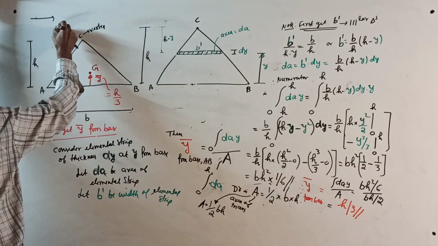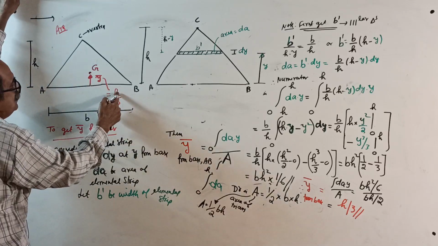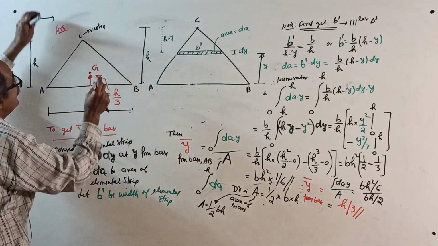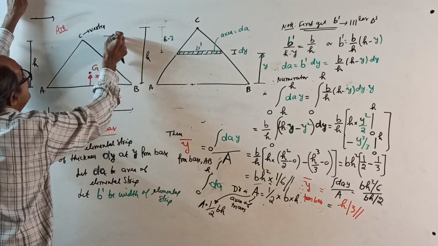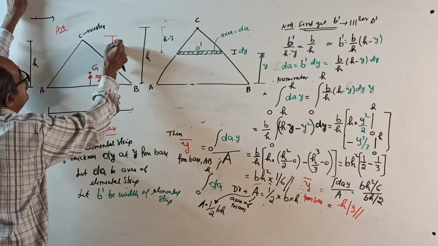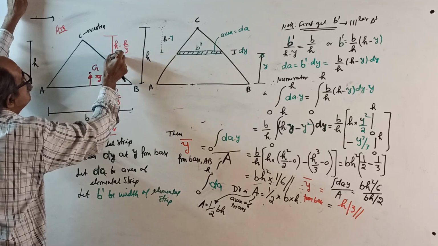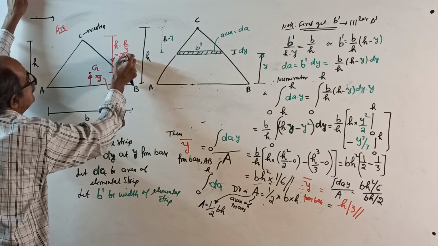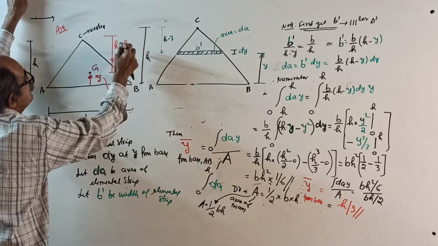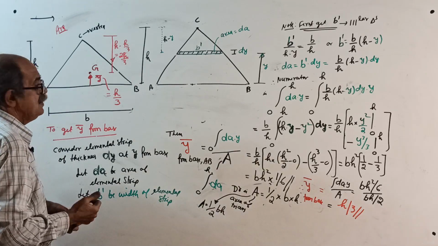Therefore, answer. You write here: the answer is, put the sketch once again. Write y bar equal to h by 3. Then write, if this is h by 3, here only, this distance from the vertex will be h minus h by 3, equal to 2h by 3. You make a note there. Okay, this is one answer I got. I got y bar from the base.